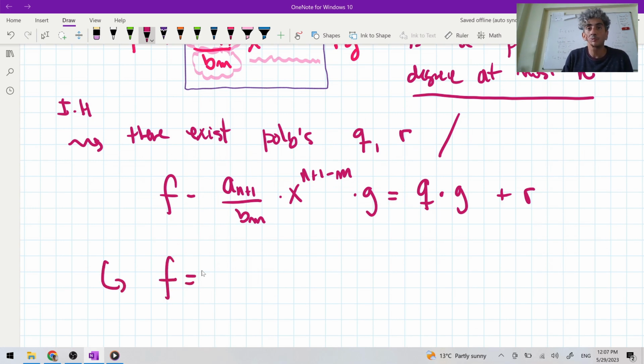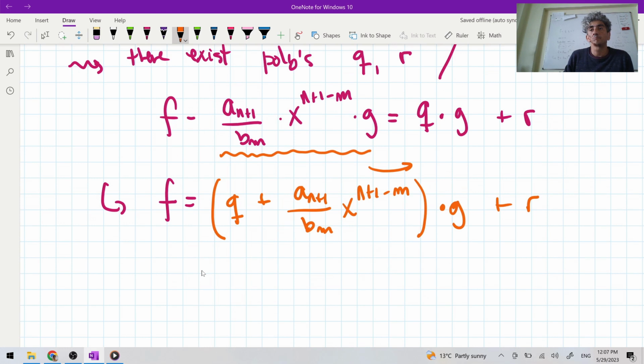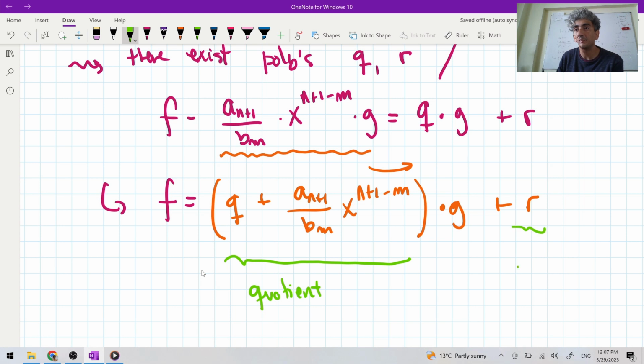So what's left now is rearranging the terms. So we move this part to the other side, and what we get now is q plus a sub n plus 1 over b sub m times x to the n plus 1 minus m, all this multiplied by g, plus r. So this is actually what we were looking for, because now this will be the quotient and this will be the remainder.